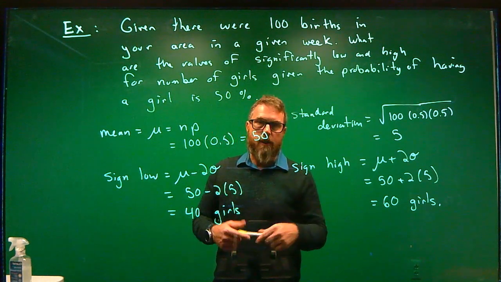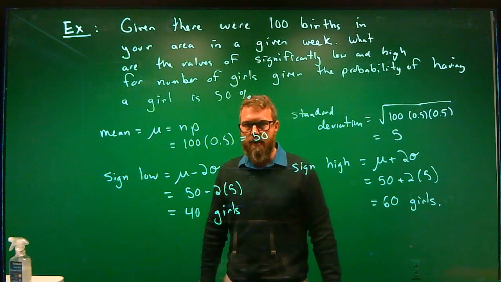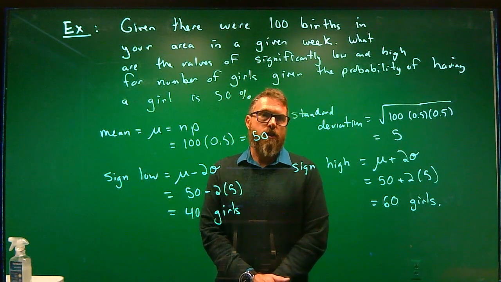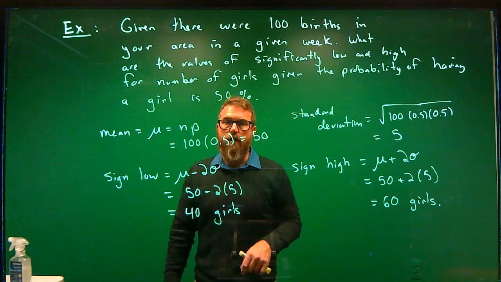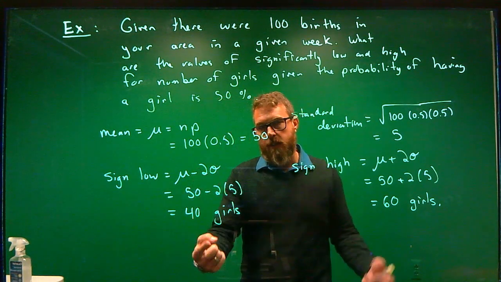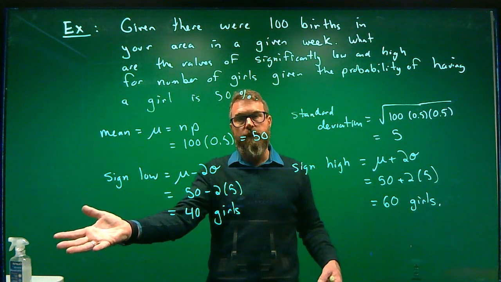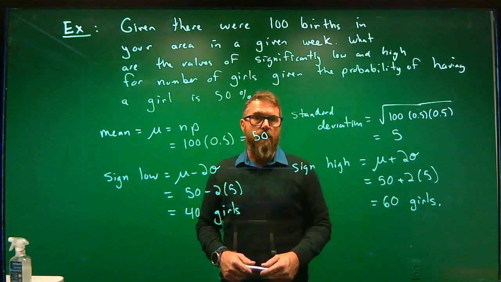So that's really what these usual values or these significantly low and significantly high mean. What values are expected within fluctuation. So 95% of the time, if you have 100 births, you're going to get anywhere from 40 to 60 girls. Outside, anything below is going to be significantly low, an outlier, anything above is going to be significantly high, which means these things are not usually expected.